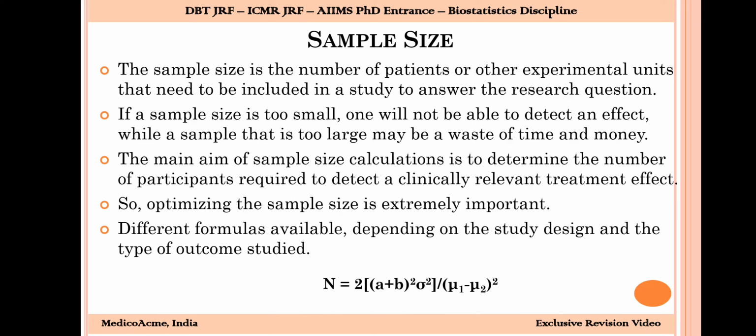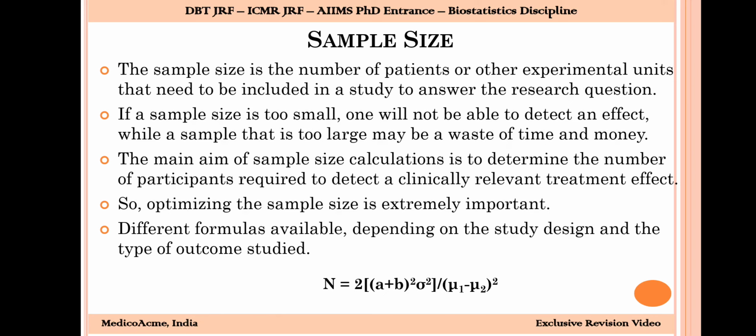Too small and too large a sample size is very bad. Why? Because too large a number will be the wastage of time and money, and too small will not give you the biostatistically significant result. So this is very important to optimize the sample size, and it can be calculated from the formula. So it is very diverse for different study designs.